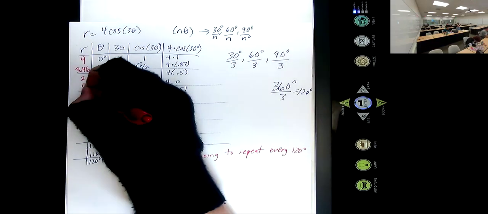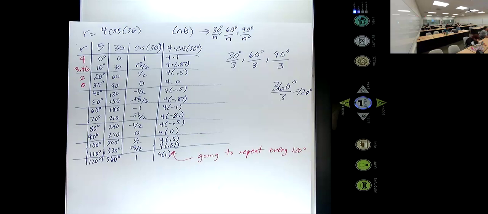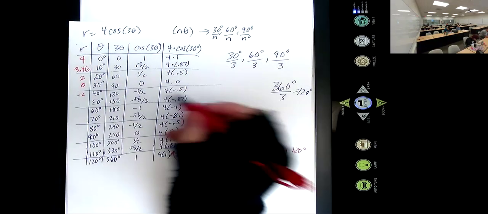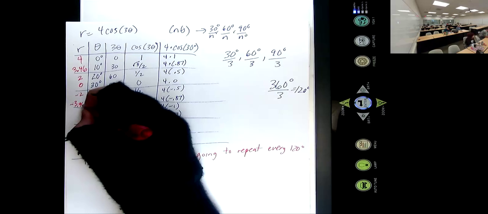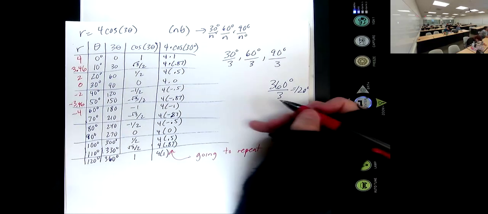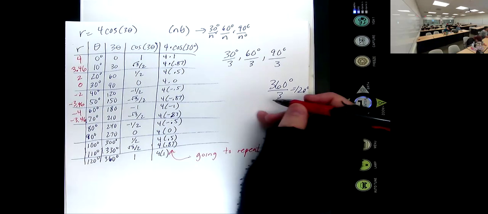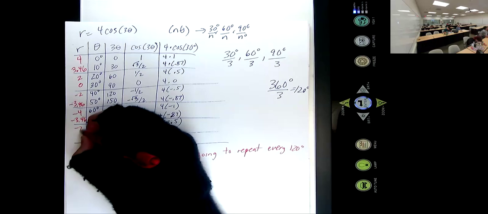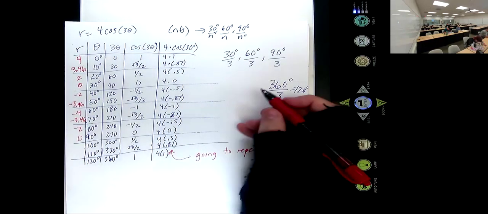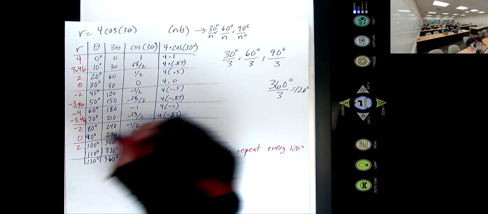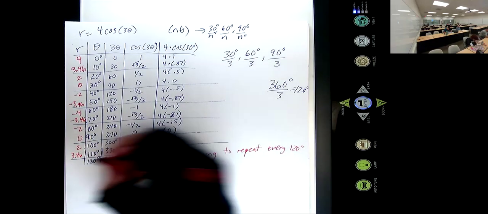That's a 2 and that's a 0. And we're gonna have those same numbers repeating, it's just the signs that change. So -2, -3.46, -4, -3.46, -2, 0, 2, 3.46 and 4.